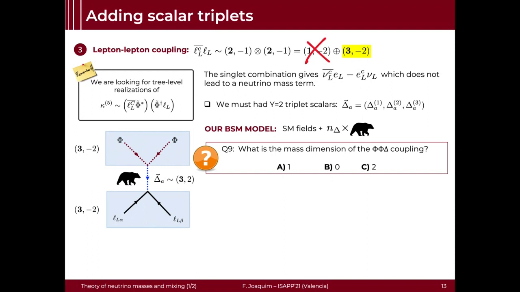Now, question: what is the mass dimension of this coupling here? So 5 phi delta.